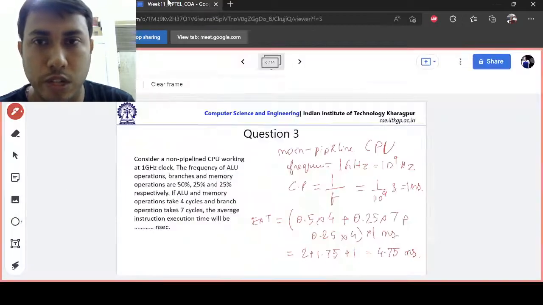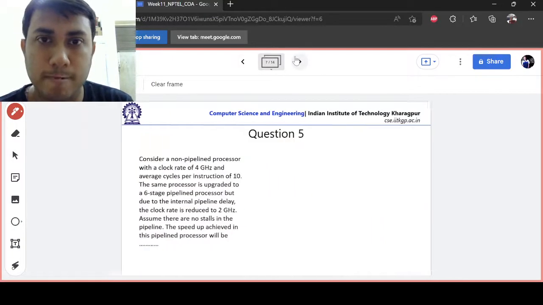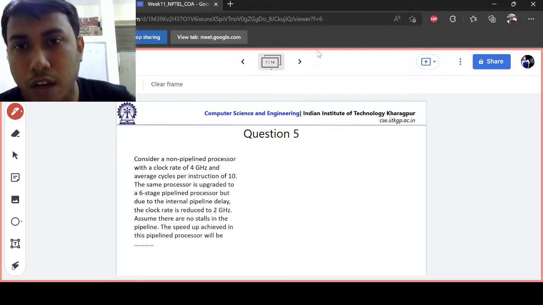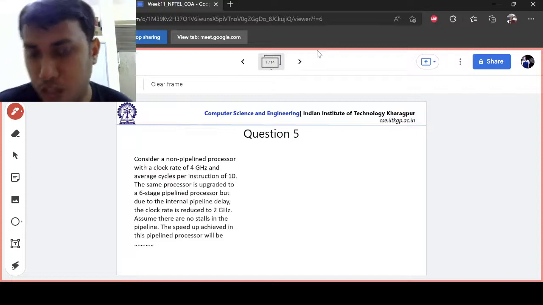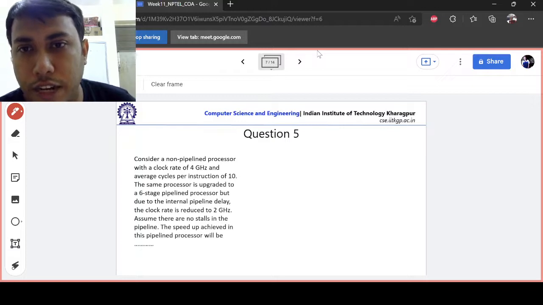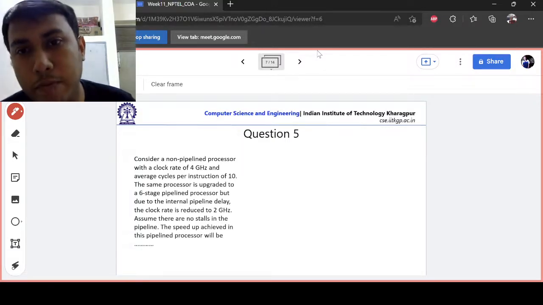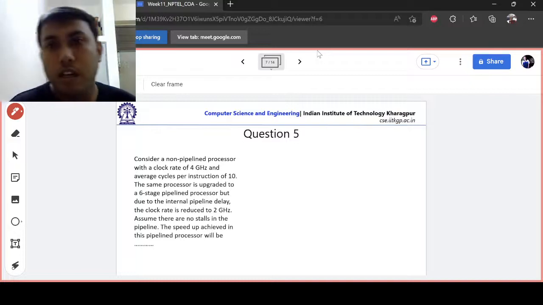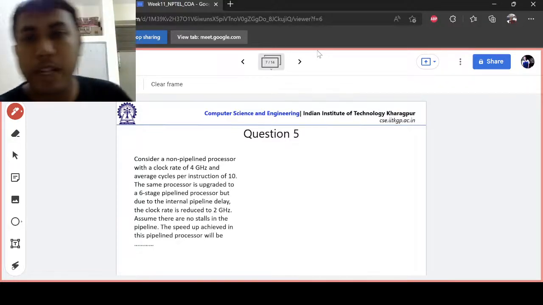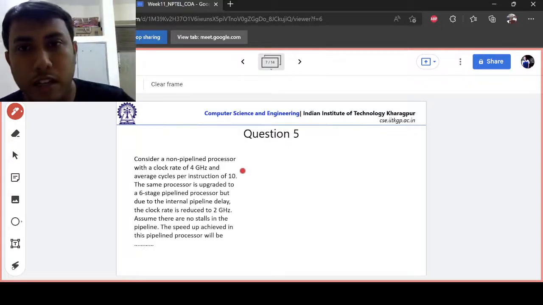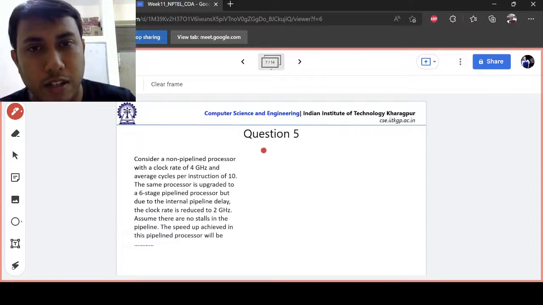Okay, so let's go to the next question. Again, it is said that we have a non-pipeline processor, consider a non-pipeline processor with a clock rate of 6 gigahertz. Average cycle per instruction is 10. The same processor is upgraded to a 6-stage pipeline processor, but due to internal pipeline delay, the clock rate is reduced to 2 gigahertz. Assume there are no stalls in the pipeline, the speed up achieved in this pipeline processor will be? So we have a non-pipeline processor and a pipeline processor.